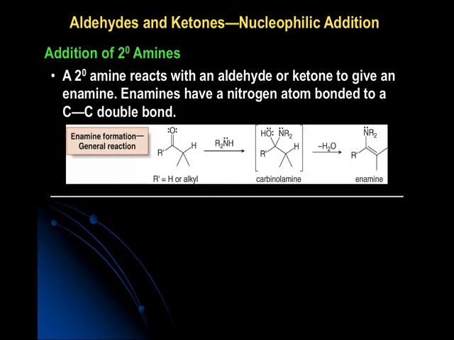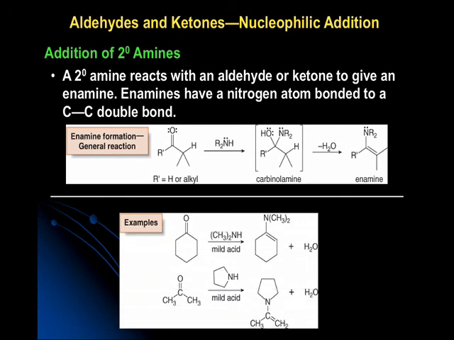Okay? So, if I have a primary amine plus an aldehyde or a ketone, what am I going to get? I'm going to get an imine. A primary amine plus an aldehyde or a ketone gives me an imine. If I have a secondary amine, I do not get an imine. I get what's called an enamine. So ene for the double bond, amine, the amine attached to the double bond. A secondary amine plus an aldehyde or a ketone gives me an enamine. It is not an imine.